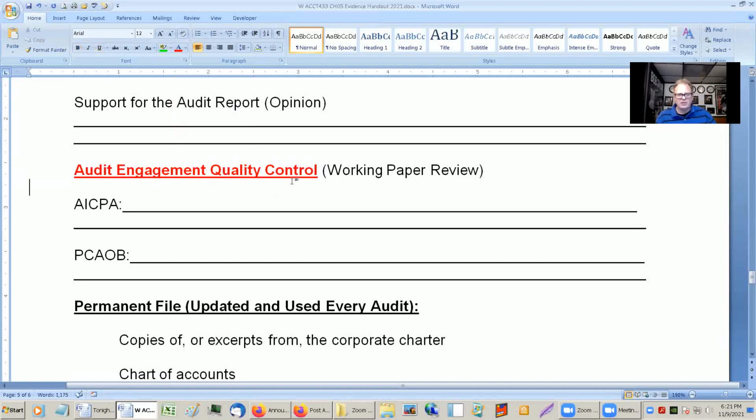Audit engagement quality control review. I should put review on here. Oops. Give you an extra E. See, give you extra for your money. I pay your tuition, I give you an extra E right there in the quality control review. All right, so it's the same thing. But so you're done with the audit, and everybody in the engagement team has signed off on it.